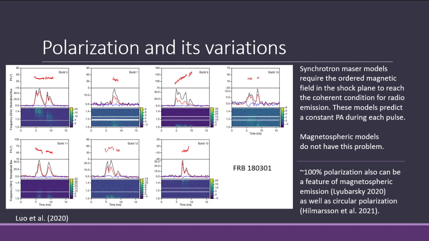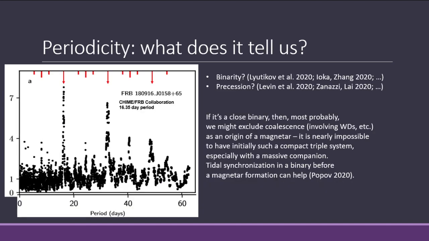So I would say that at the moment magnetospheric models maybe are slightly more promising, but we are really far from the final answer now, and lots have to be done by theorists, of course, and by observers, because we need more observational keys to solve the puzzle of the emission mechanism of fast radio bursts.